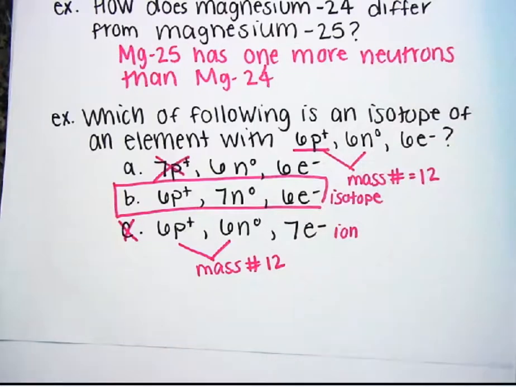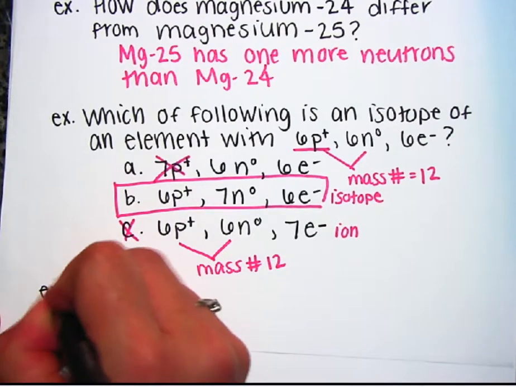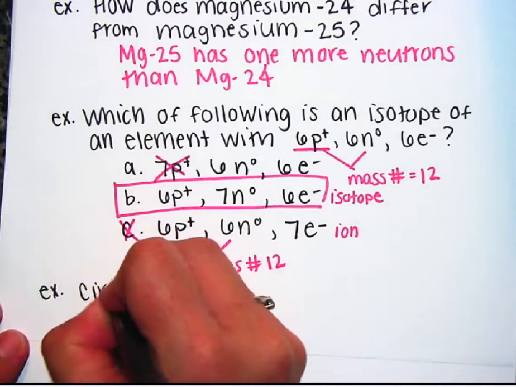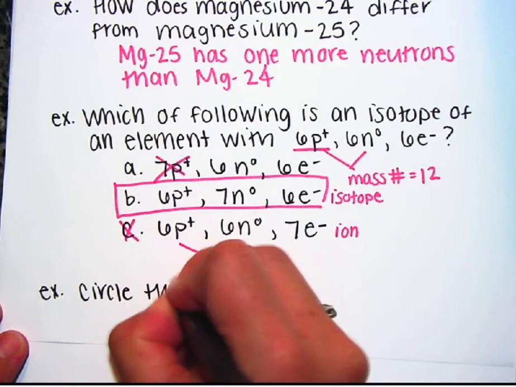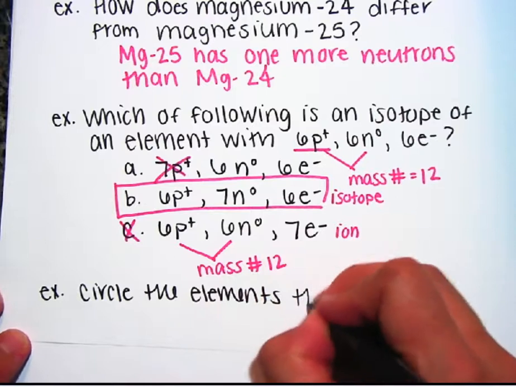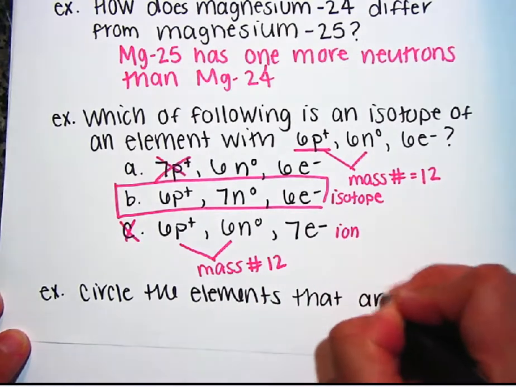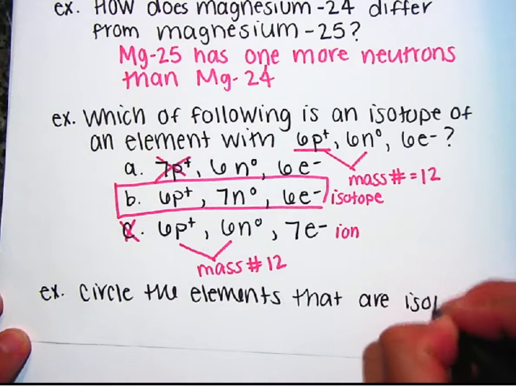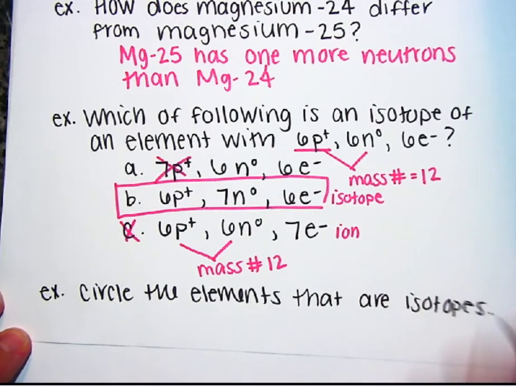Last question. Circle the elements that are isotopes.